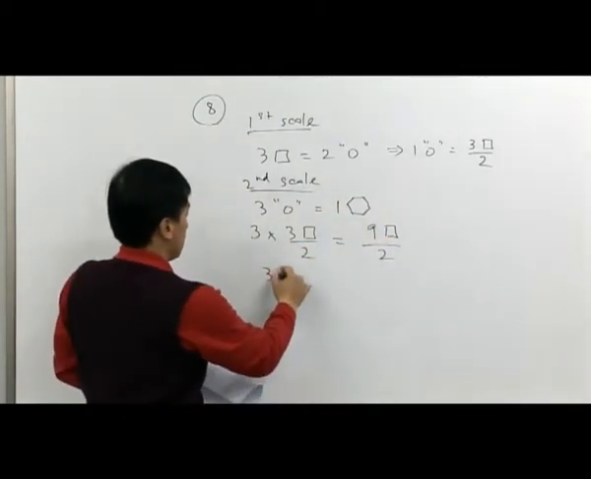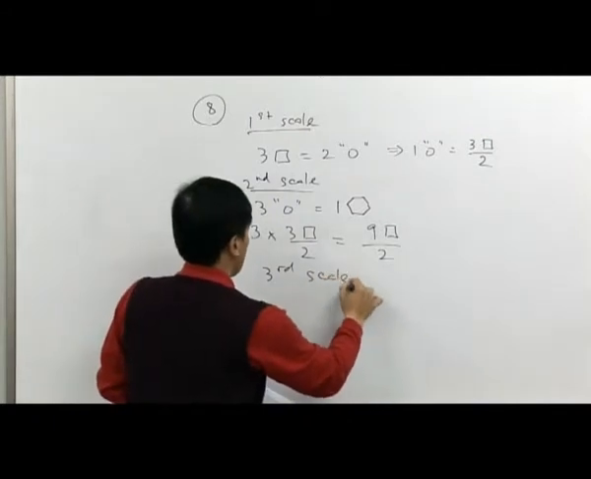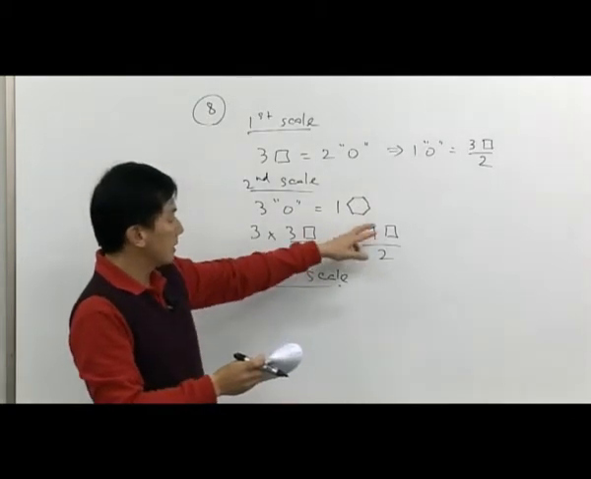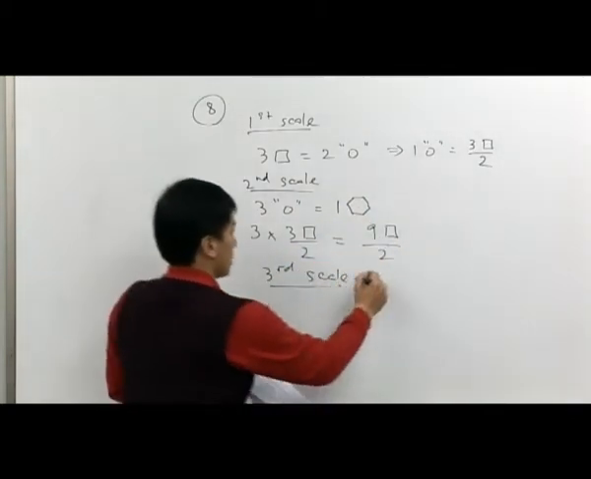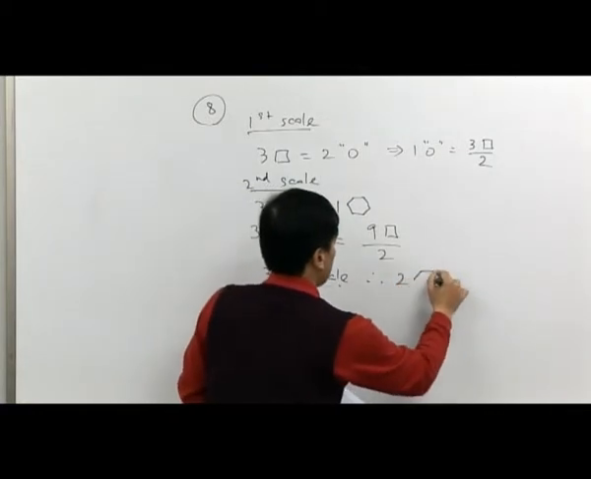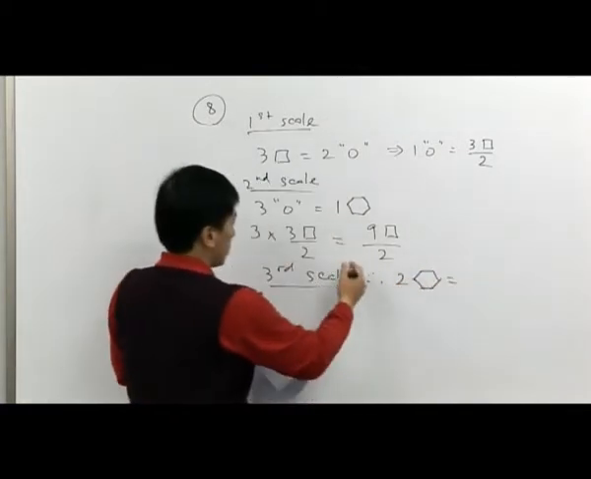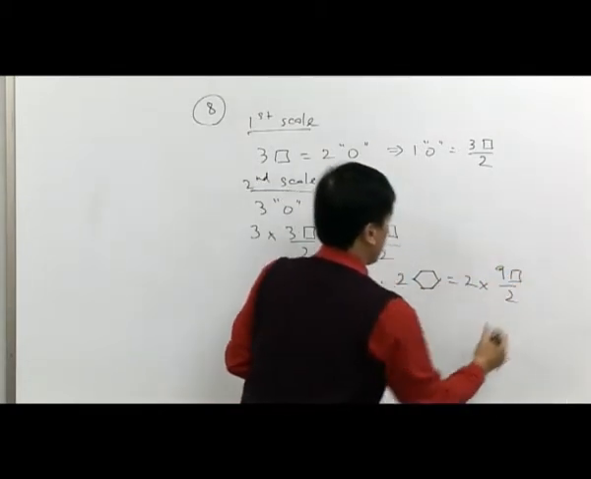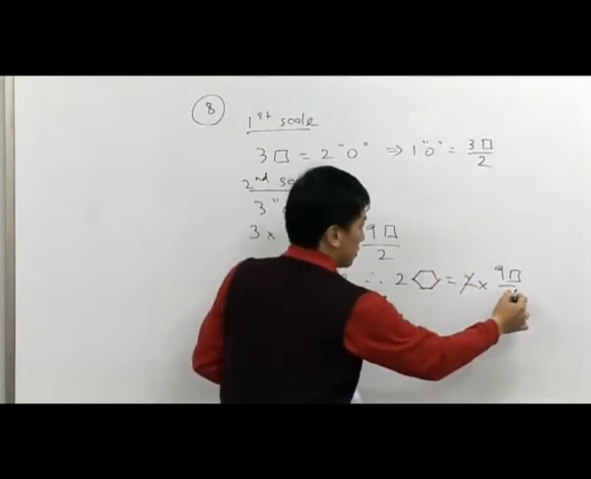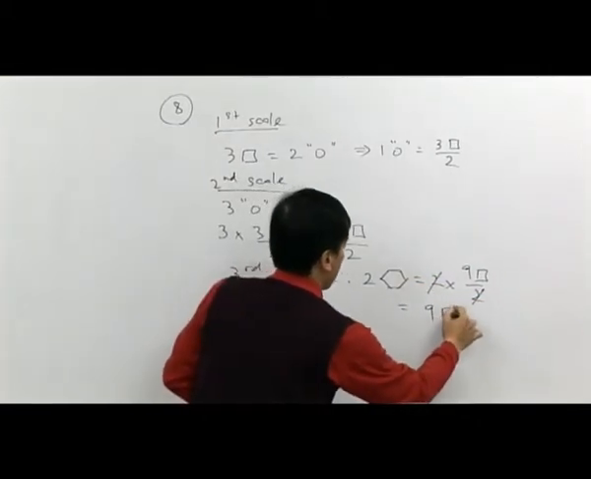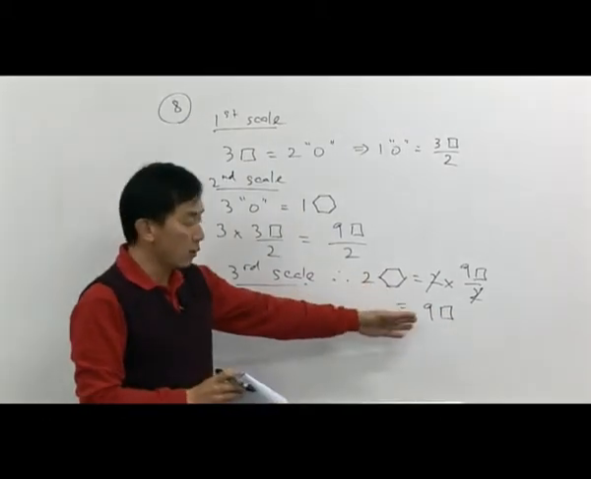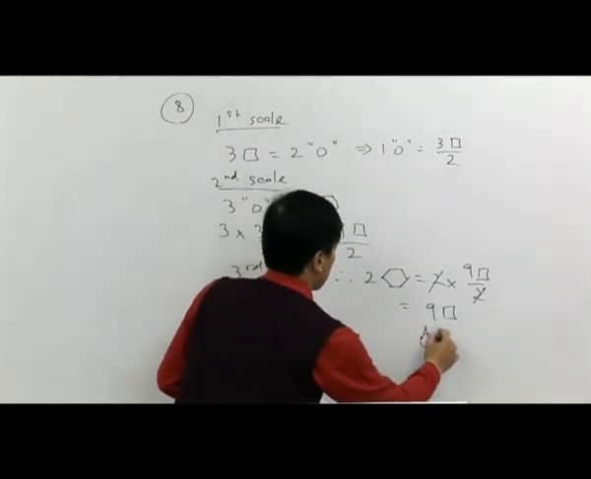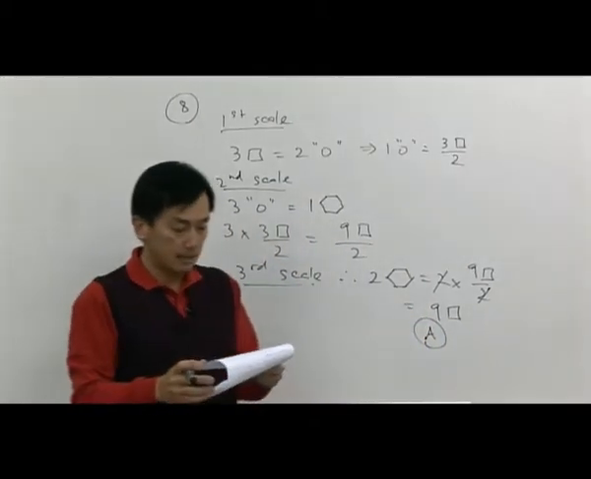Now with the third scale, we want to find what 2 hexagons equal in terms of squares. So 2 hexagons equal 2 times 9 squares over 2. The 2s will cancel each other out, and we're going to have 9 squares. So 2 hexagons will be equivalent to 9 squares. So that answer in this case will be A. So A for question 8.